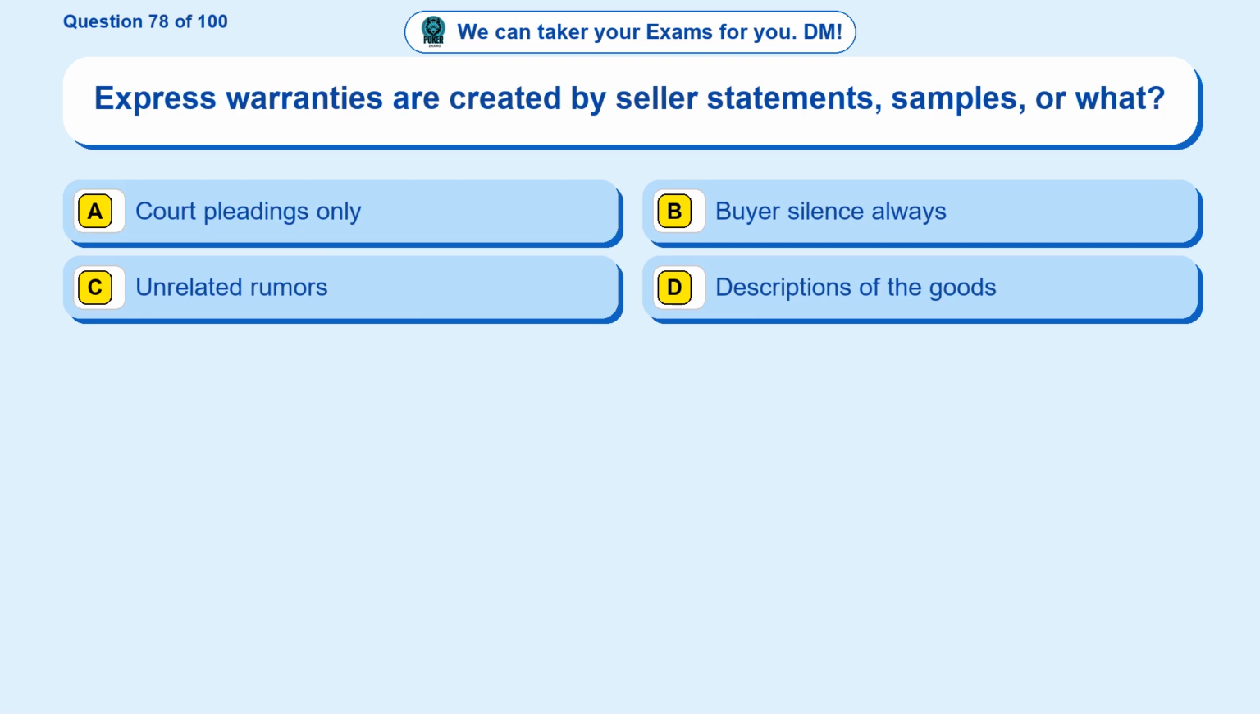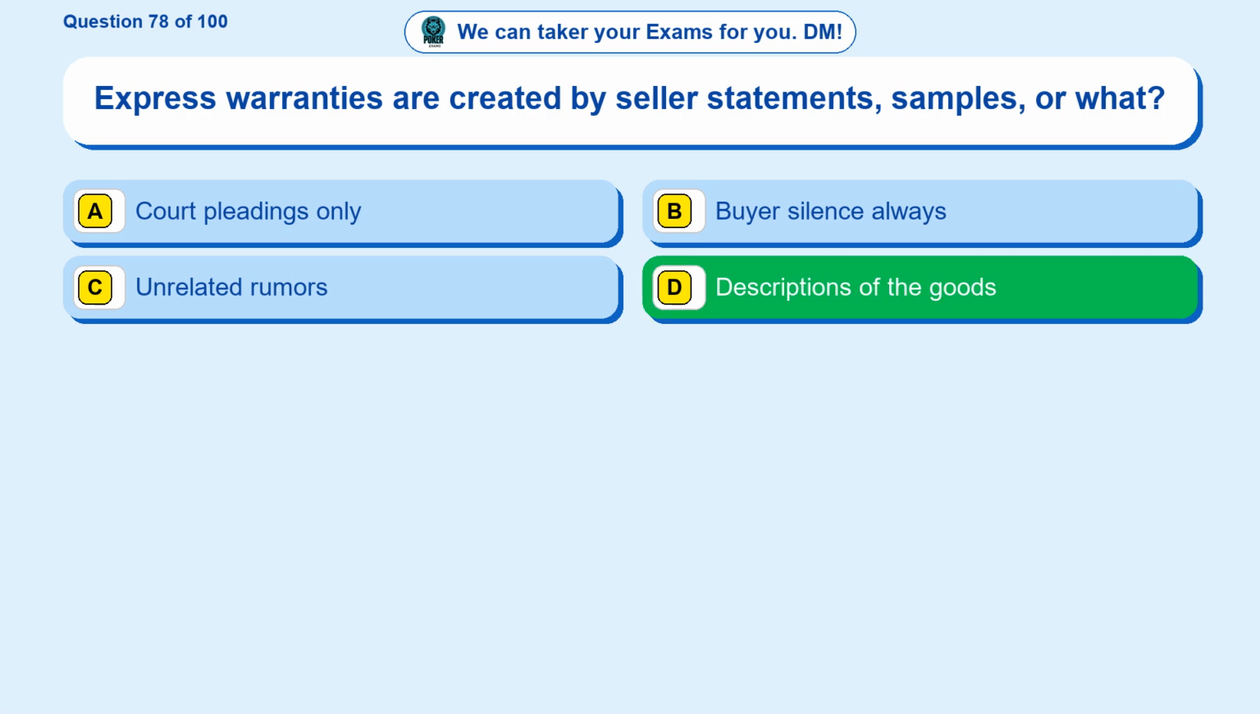Question 78. Express warranties are created by seller statements, samples, or what? Option A, court pleadings only. Option B, buyer silence always. Option C, unrelated rumors. Option D, descriptions of the goods. The correct answer is option D, descriptions of the goods.